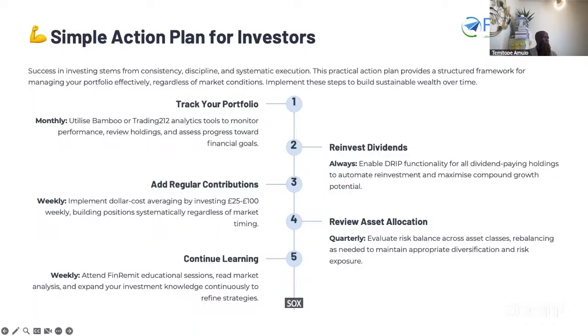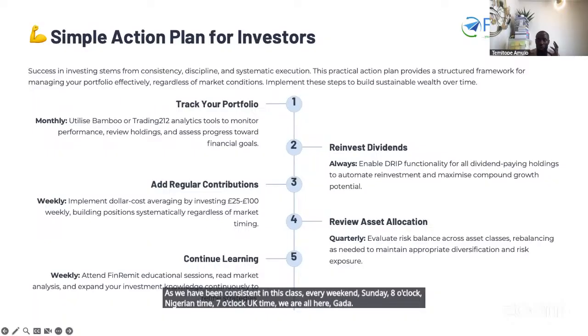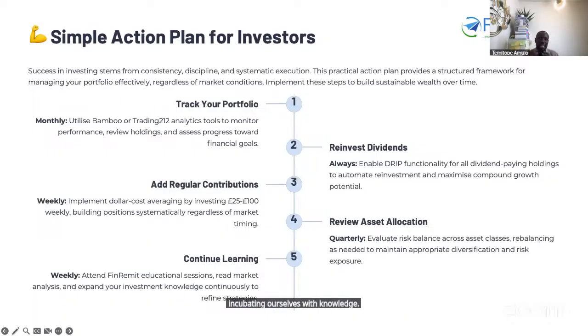Success in investing stems from consistency, discipline, and systematic execution. So what we are saying here is that you should be consistent. If you know that you want to be putting 5,000 into your app to reinvest and reinvest and reinvest, be consistent with it. As we have been consistent in this class, every weekend, Sunday, 8 o'clock Nigerian time, 7 o'clock UK time, we are all here gathered, incubating ourselves with knowledge that will make our future secure. So be consistent. Then this action plan that you should do is, number one, track your portfolio.